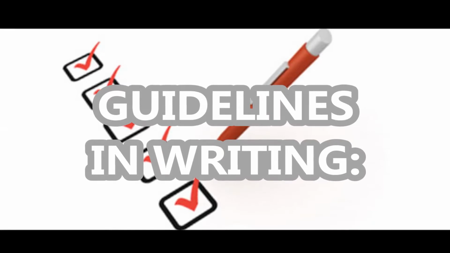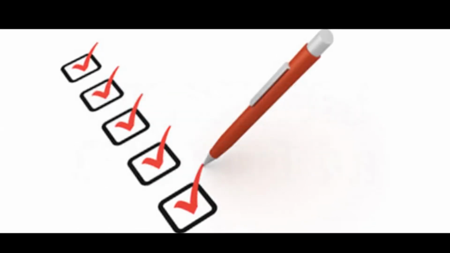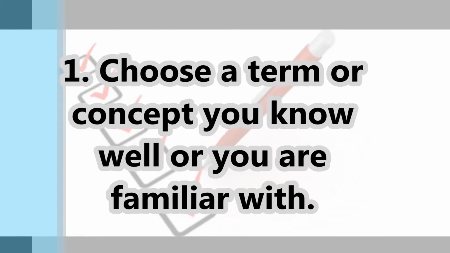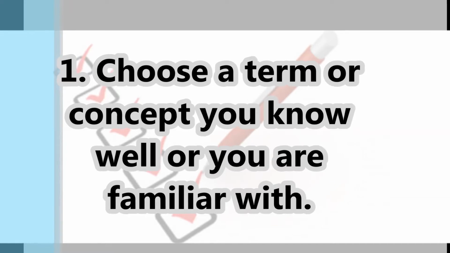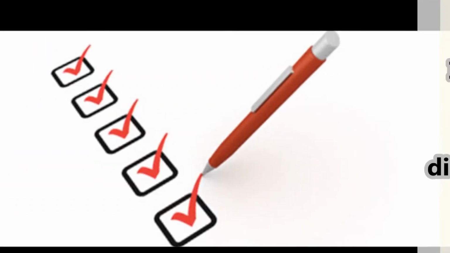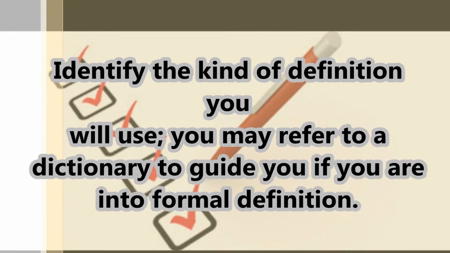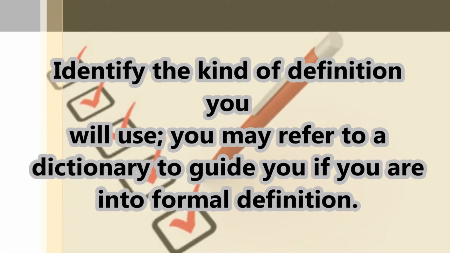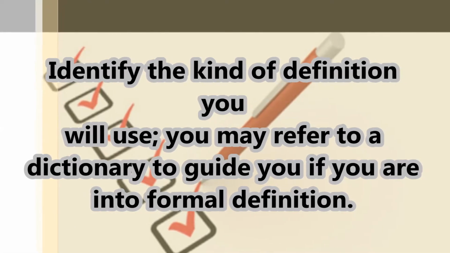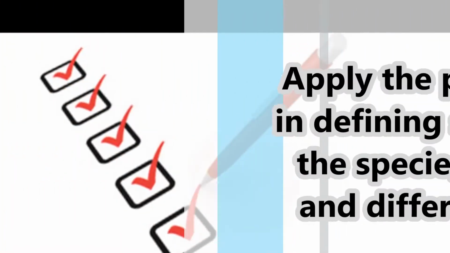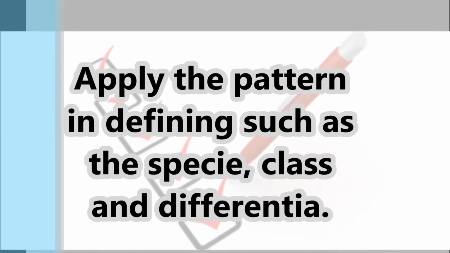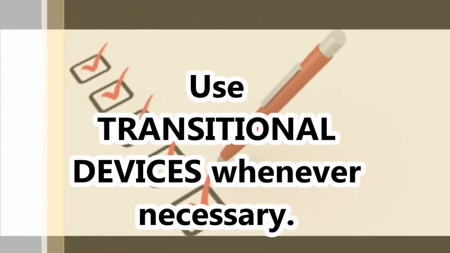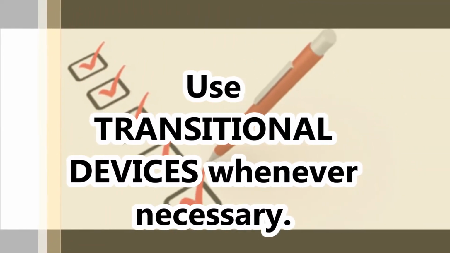The guidelines in writing. Choose a term or concept you know well or you are familiar with. Identify the kind of definition you will use. You may refer to a dictionary to guide you if you are into formal definitions. Apply the pattern in defining such as the species, class, and differentia. Use transitional devices whenever necessary.